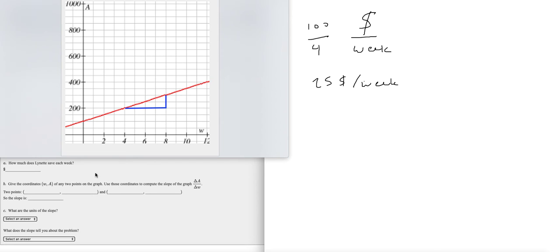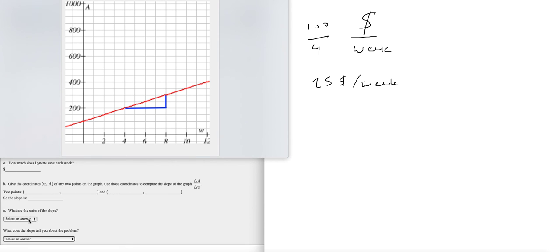I like grabbing the 2 points because for part B, it's like give the coordinates of 2 points. You're like, hey, I just kind of did that. So at 4 weeks, this is 200, and at 8 weeks, this is 300. So the slope is, and you do your slope formula, and you're going to get to this exact same spot. So they're just trying to show you that you can get it from the graph or algebraically.